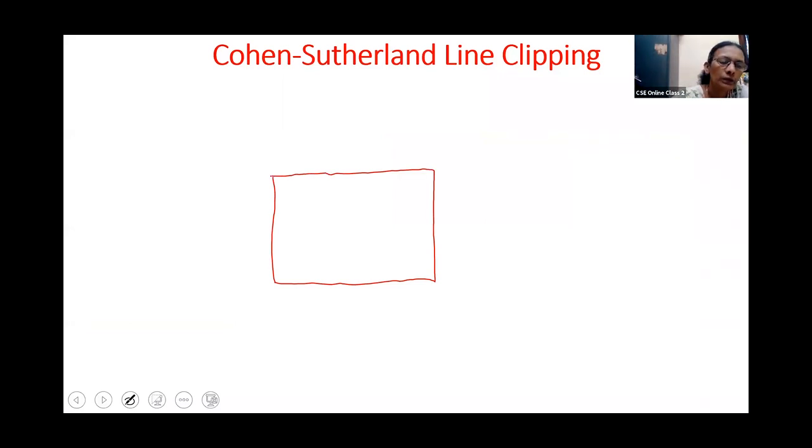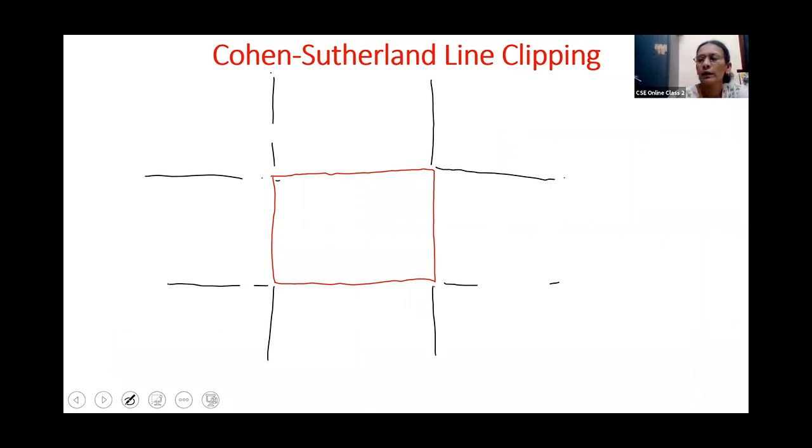Okay, now we have divided it into 9 regions. Now the bits are given as follows: bit 1 is for what is on the left. Bit 2 is for the right. Bit 3 is for the bottom. And bit 4 is for the top.